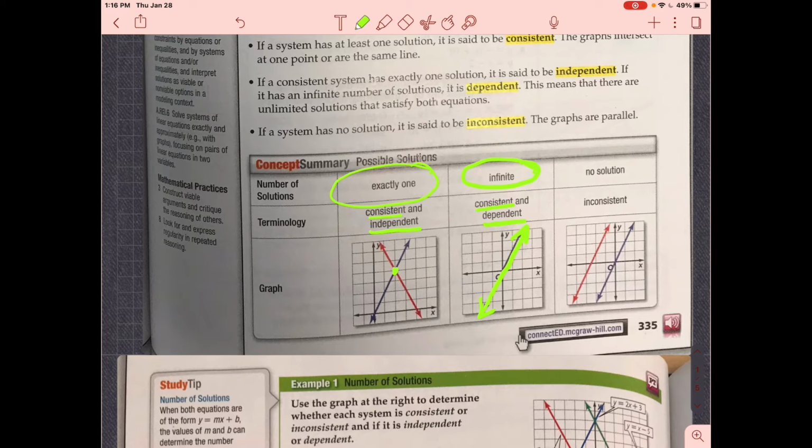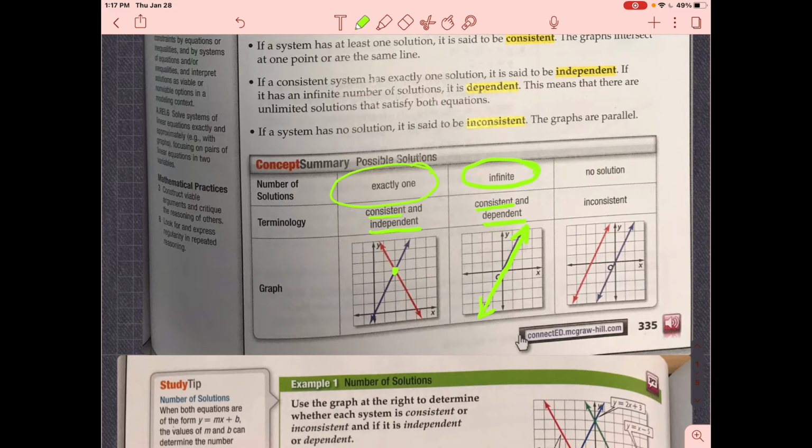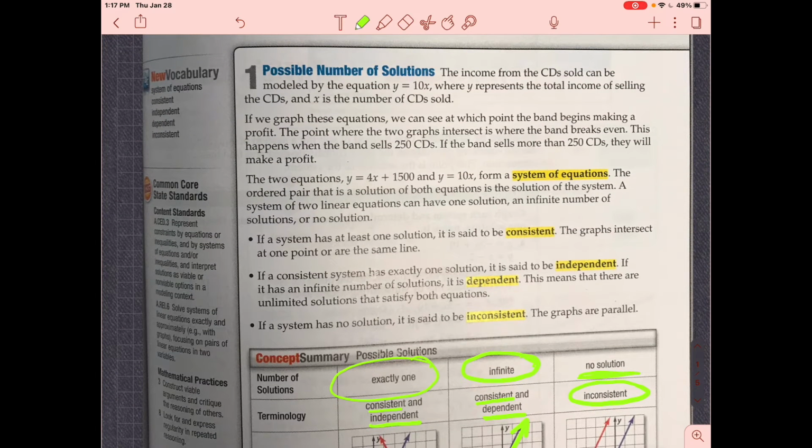Take good notes. If I graph my 2 lines and they are parallel lines, then I will not have solutions because they don't ever cross each other. I'm going to call that inconsistent. We say no solution and we call it inconsistent. You can find these words in your textbook on page 335. We're talking about systems of equations.